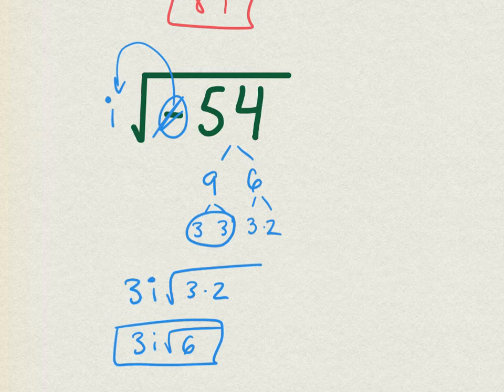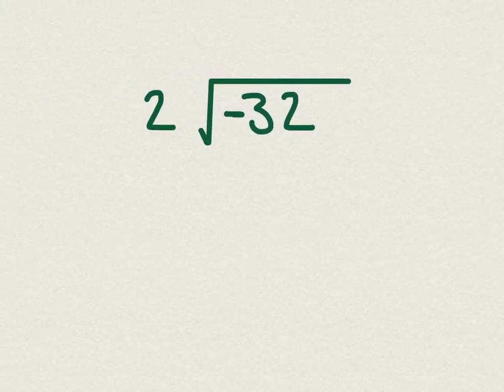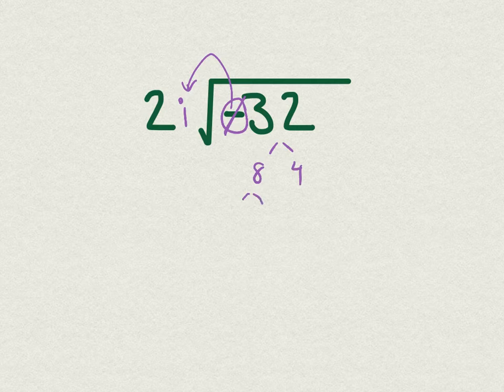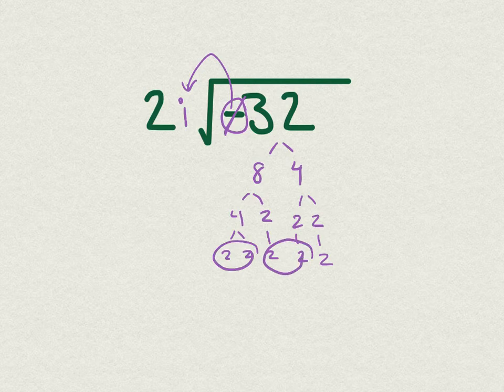Good work, guys. All right, last one on this page. What do we do first? Take out the negative. What does it become? An i. What are factors of 32? 8 and 4. What are factors of 8? 4 and 2. And what are factors of 4? 2 and 2. Can we break this down more? Yep. What are factors of 4? 2 and 2. So how many groups of 2 are we circling? 2. We have a pair here, and then one left over.